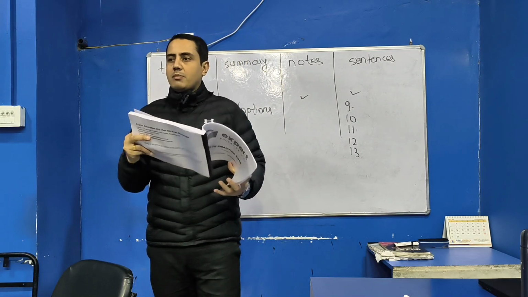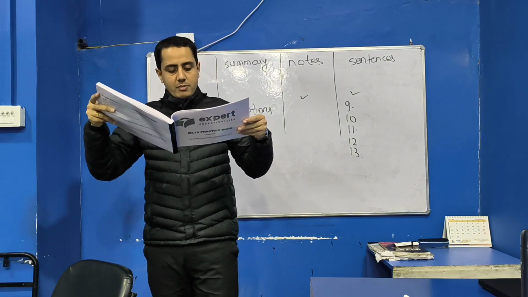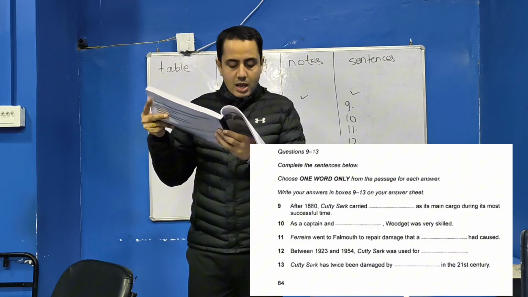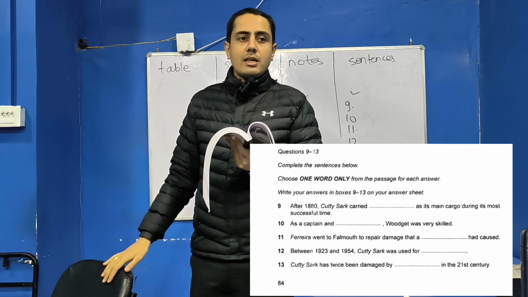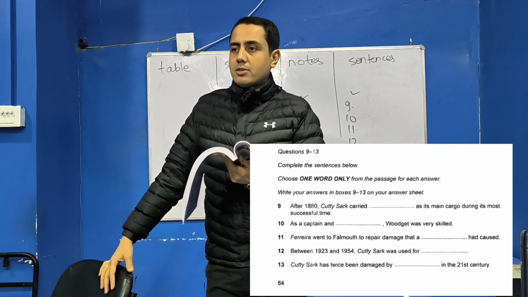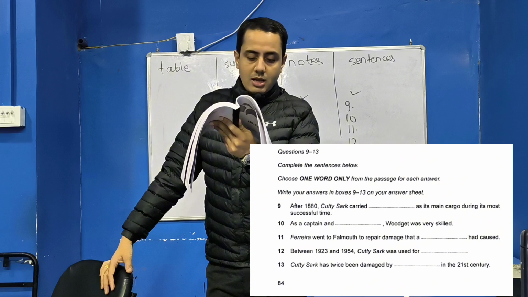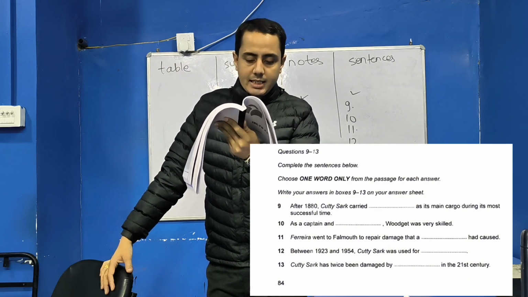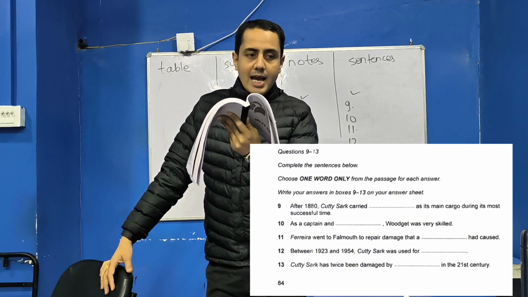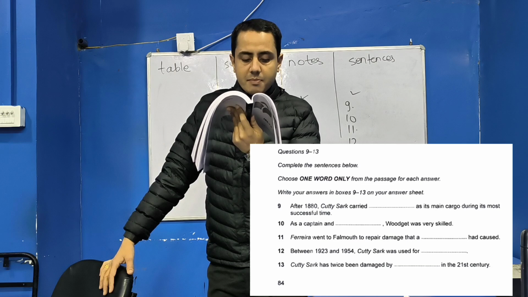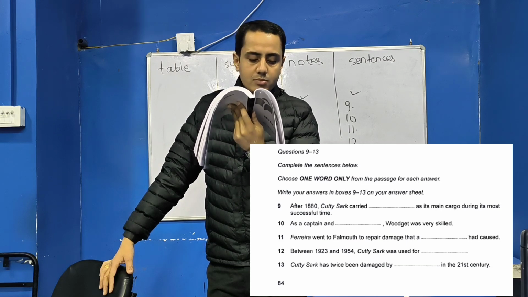Let's look at the first one, number 9. Question number 9. You can see the date is also given in that question, which makes it easy for us to search. After 1880, Cutty Sark carried something as its main cargo during its most successful time.